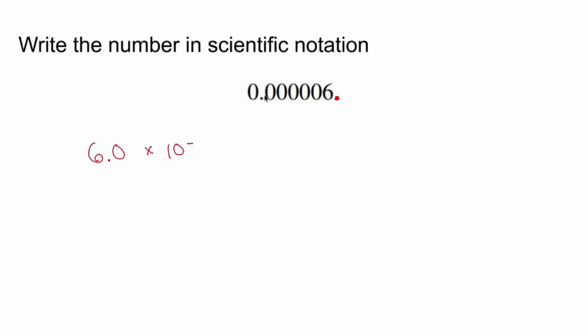What number do I attach to it? Well, that's all dependent on how many decimal places you move. 1, 2, 3, 4, 5, 6. So I put my dot after the 6. I moved 6 times, and since this number was less than 1 to begin with, it was 10 to the negative 6. That is how you write that number in scientific notation.